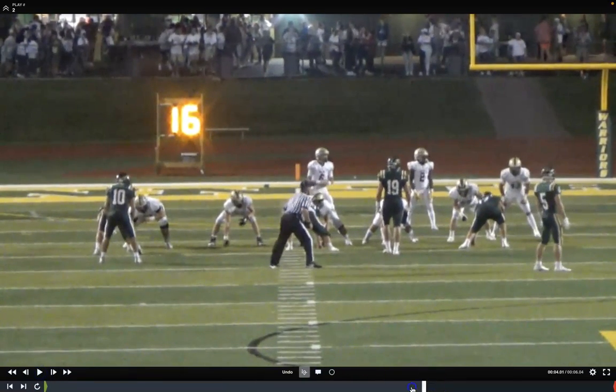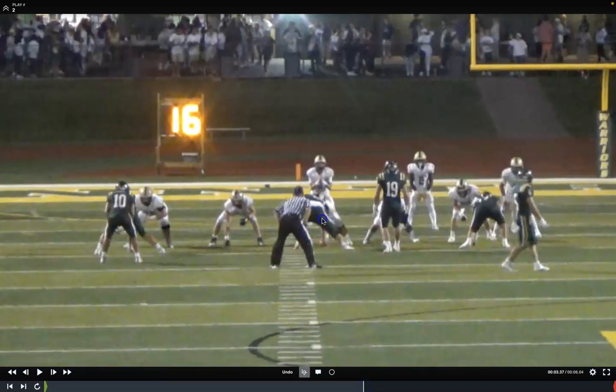So now, you see the nose guard moves laterally and doesn't switch hands. That is legal. That nose guard just hopped sideways, kept the same hand in the dirt, and just moved from a head up to an eye shade, which is legal in this situation.